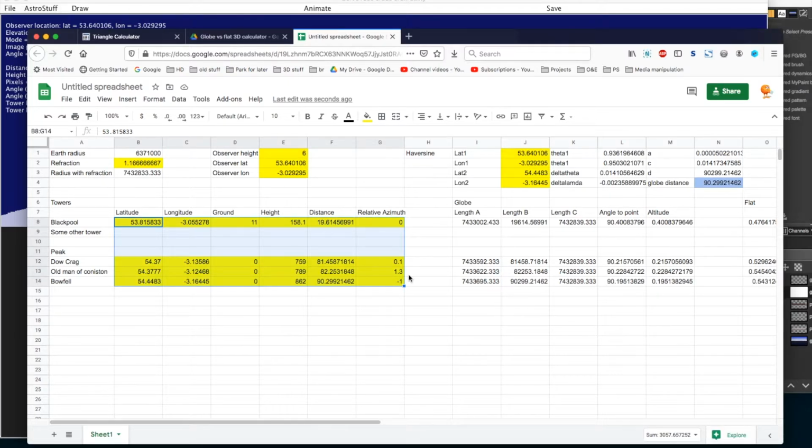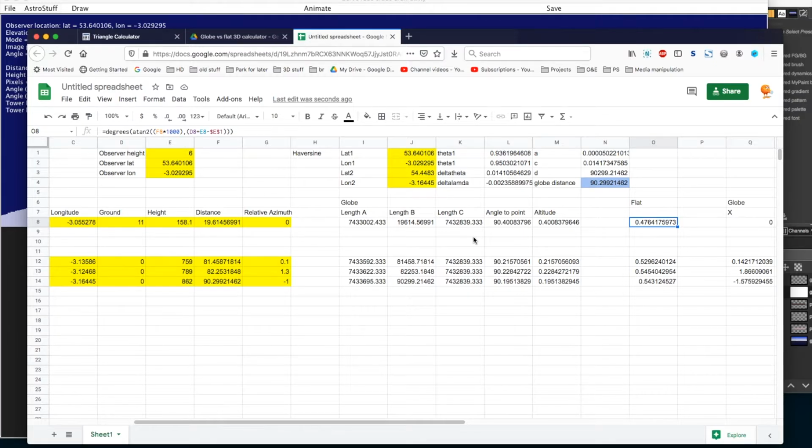Now I need to calculate each point in 3D space. If the Earth is flat, it should be relatively simple. Let's say I'm standing in this cell and the top of the Blackpool Tower is this cell. I'm looking to calculate the angle up from my horizontal. And so on a flat Earth, it would be the arctangent of this over this.